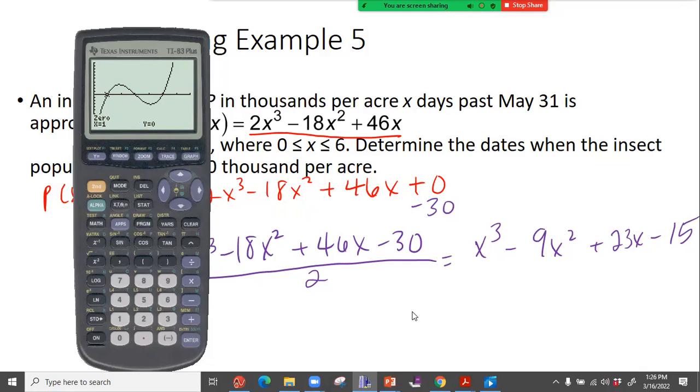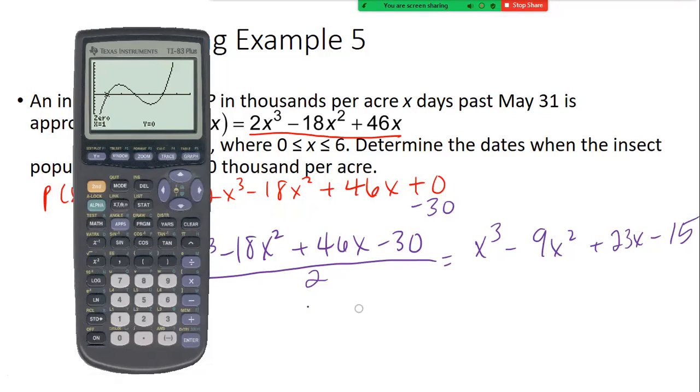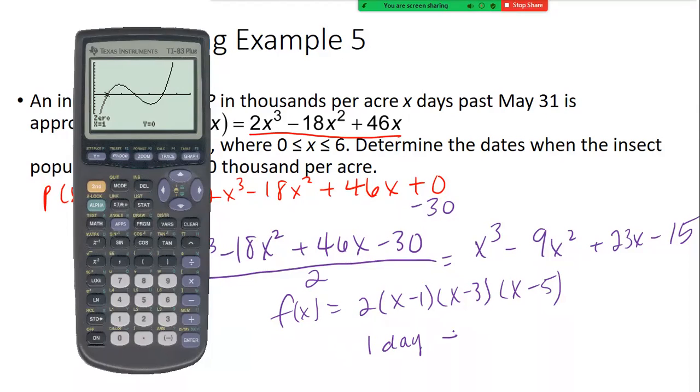Cool. So therefore, when I write this as a factor, we have f of x equals 2 times x minus 1, x minus 3, and x minus 5. So it says determine the dates when this occurred. So it occurred on the 1st. So 1 day passed. So what's 1 day past May 31st? June 1st. June 1st.